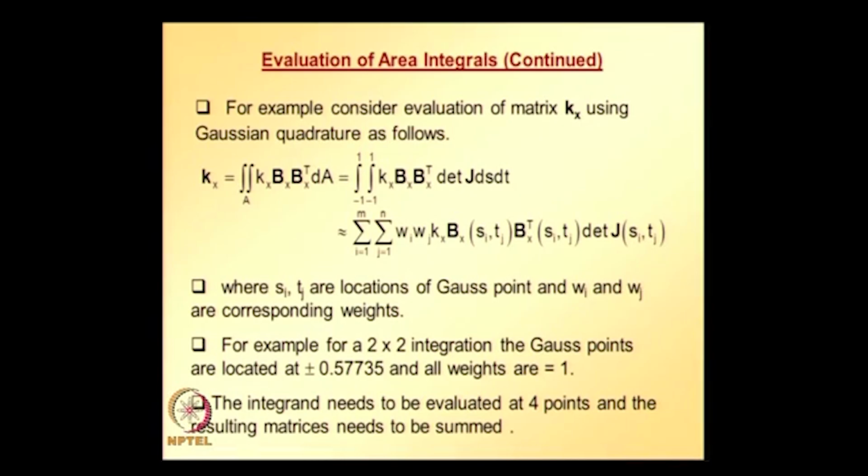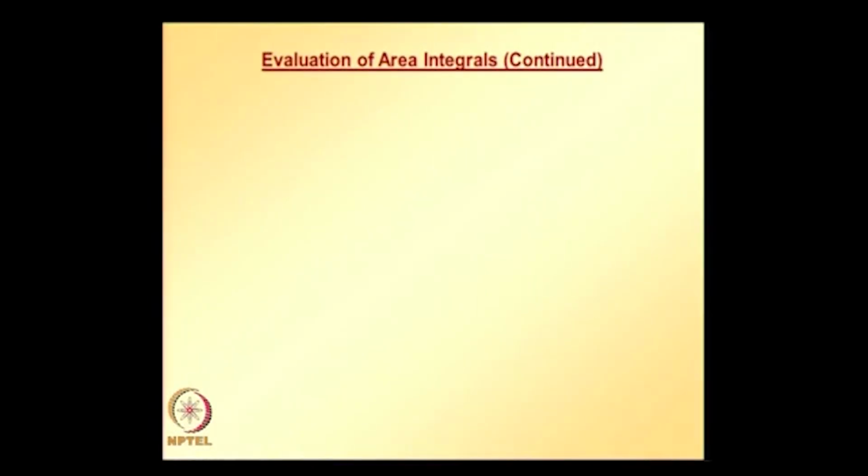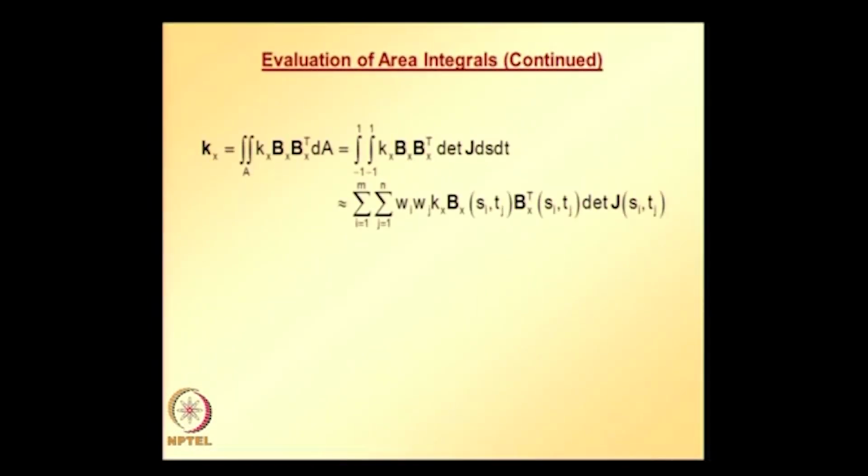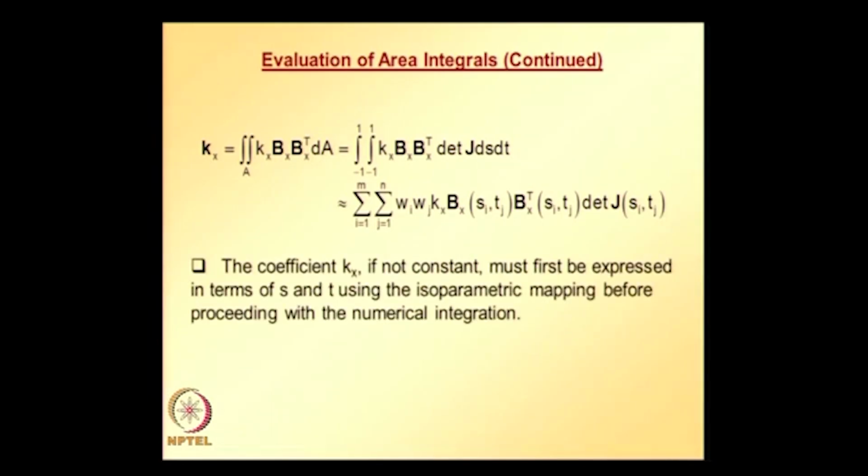So, let us take a problem and try to understand various steps in the evaluation of the area integrals. So, this is what I mentioned. If coefficient Kx is not constant, it must first be expressed in terms of S, T using isoparametric mapping before proceeding with numerical integration.